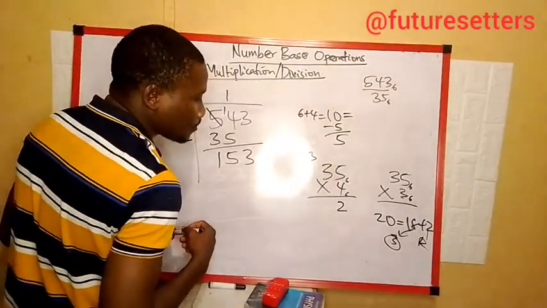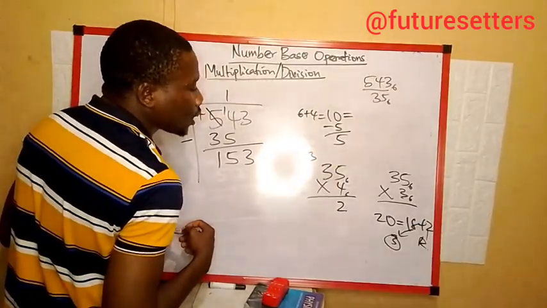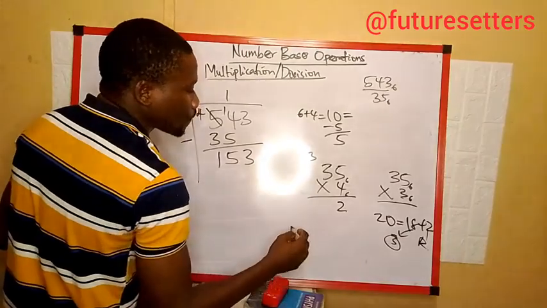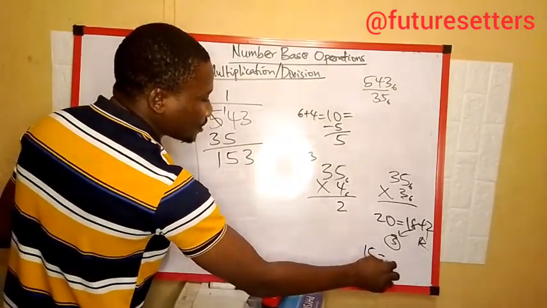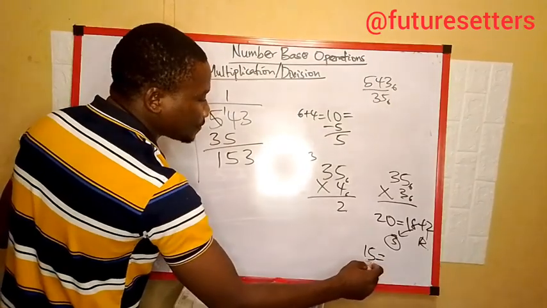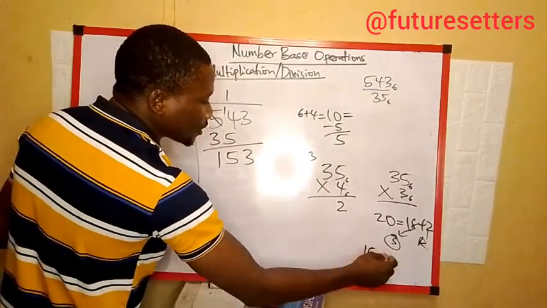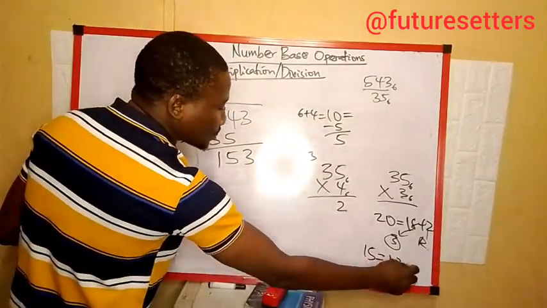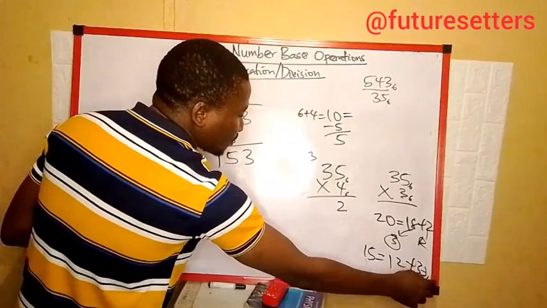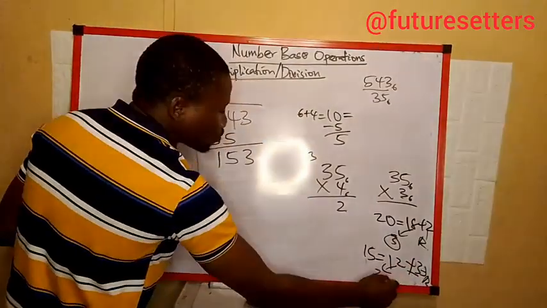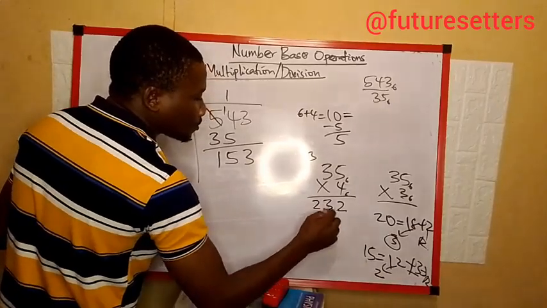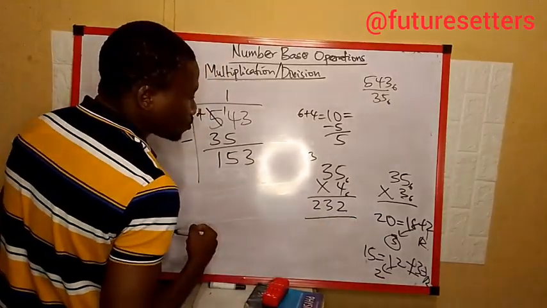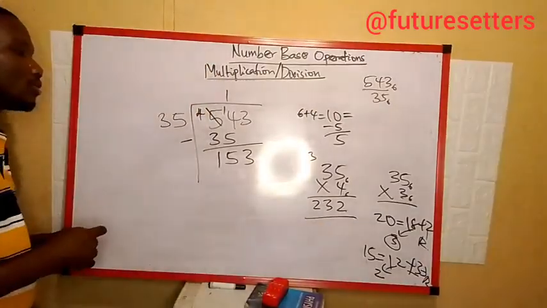4 times 3, 12, plus 3, 15. So this will give us 15 now. Will you write 15? No. You will break down 15 in respect to 6. That's 12 plus 3. So this 3 is the remainder, while the 12 is 2. So we write down 3, then put down 2. So meaning that 4 did not work.